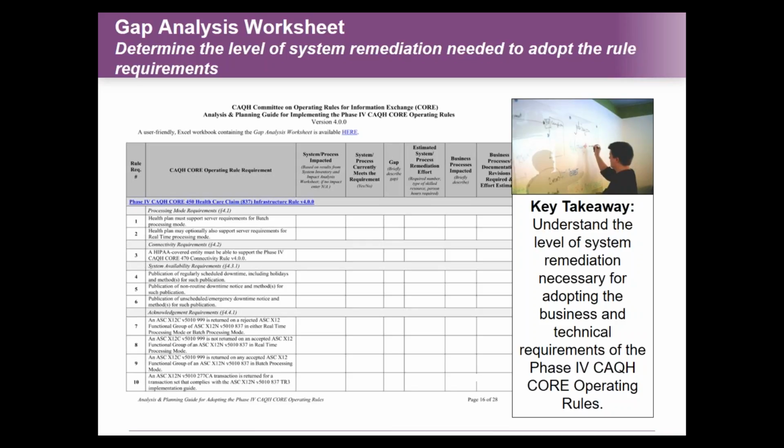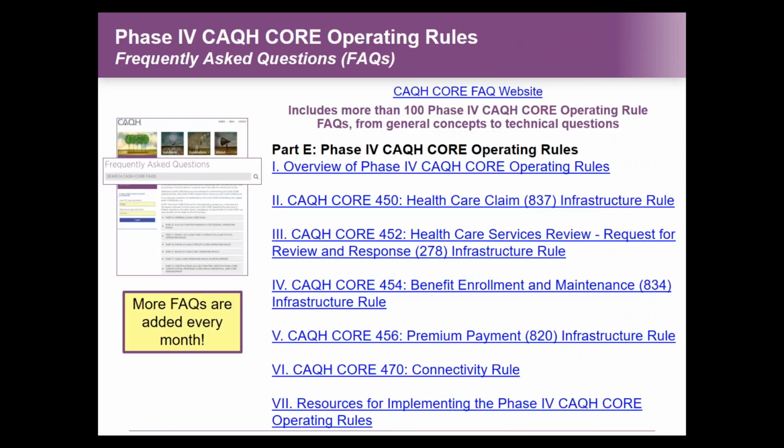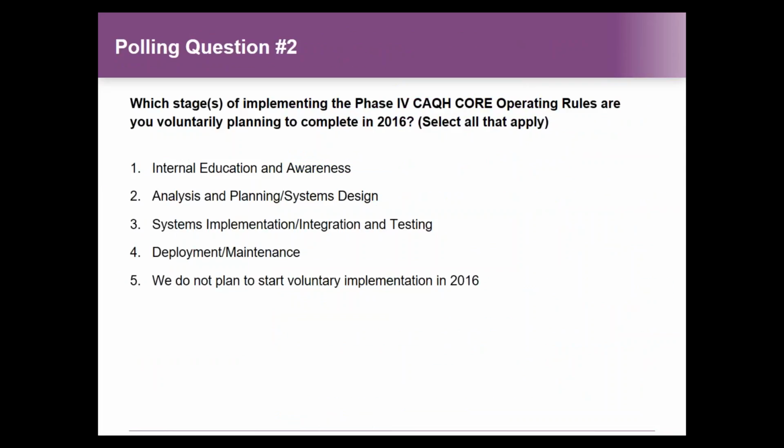In addition to these tools, we have more than 100 FAQs available on phase 4 alone. I think we have more than 700 FAQs available across the board. So I definitely encourage you to go there as your first point of contact for any questions you might have. With that, I'll turn it back to Drew for another polling question. Great. Thank you so much, Erin.